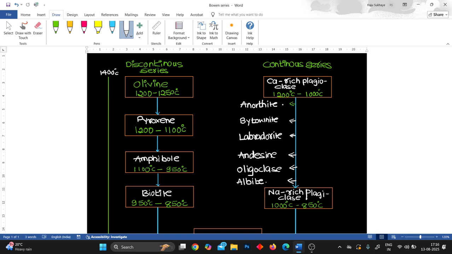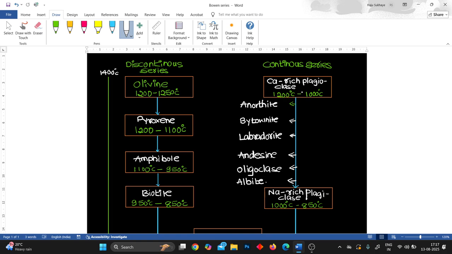Okay. So between this calcium rich plagioclase and sodium rich plagioclase, there are various minerals that are going to get formed. The temperature of this ranges from 1200 degrees Celsius to about 815 degrees Celsius. These sequential minerals are going to form, which are nothing but minerals belonging to your continuous series.